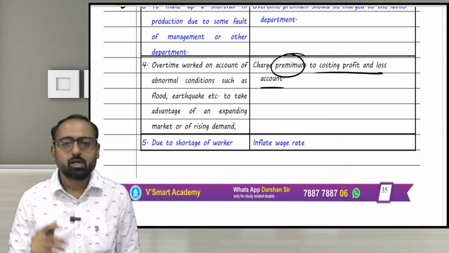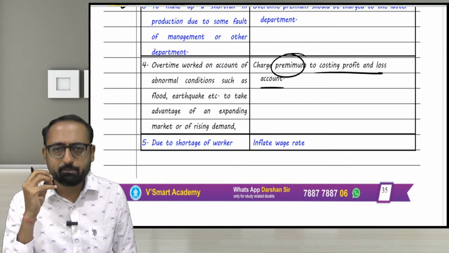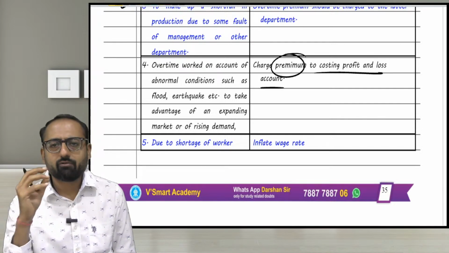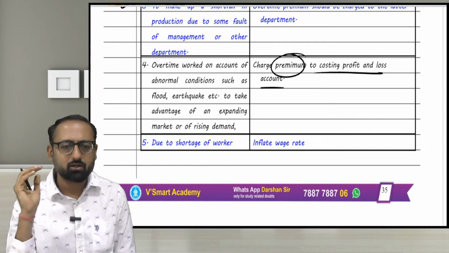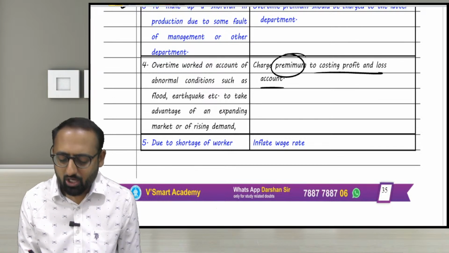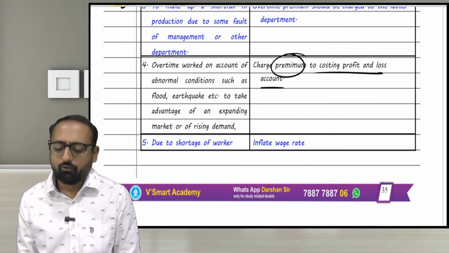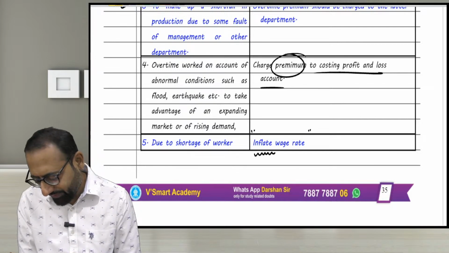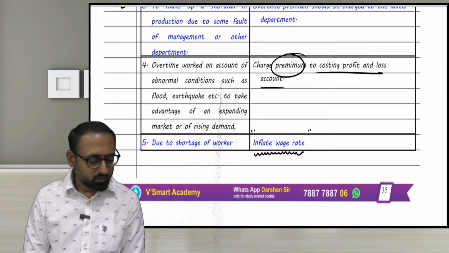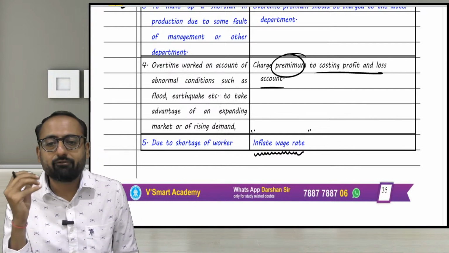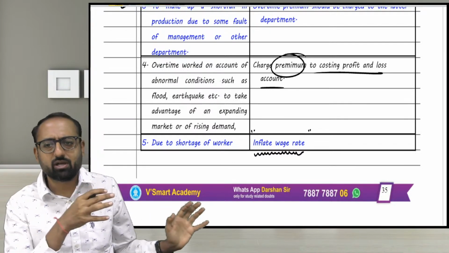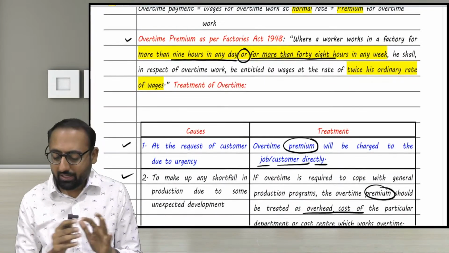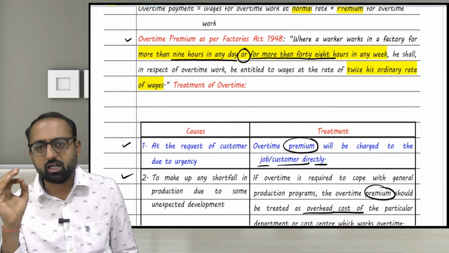And the last situation: if you are working overtime because there is a permanent, consistent shortage of workers. If your workers are short, there is a permanent shortage of workers. In such a situation, guys, boys and girls, for that overtime premium, you'll have to inflate the wage rate. Now, how to inflate the wage rate? We are going to work it out with the help of some practical questions. So this is your causes of overtime and treatment of overtime.